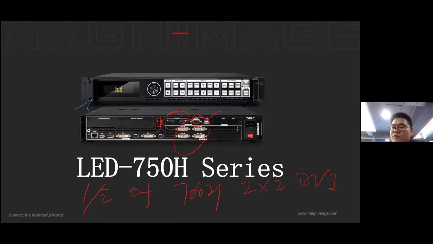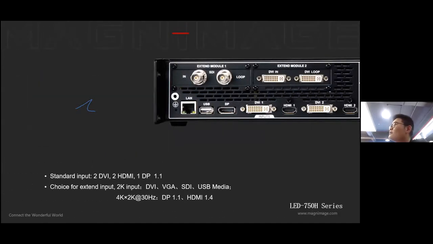Inputs, external inputs, you can choose the same as the 760. Standard inputs, same: 2 DVI, 2 HDMI, 1 DP, same as the 760. And for extended mode, you can also choose the same as the 760.